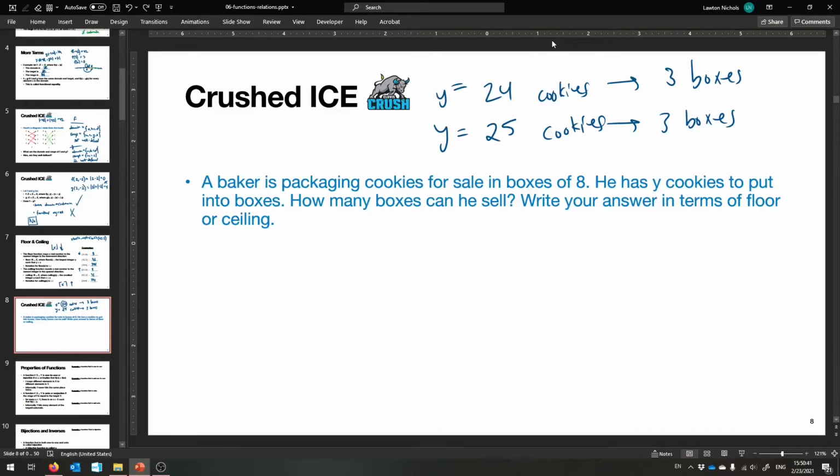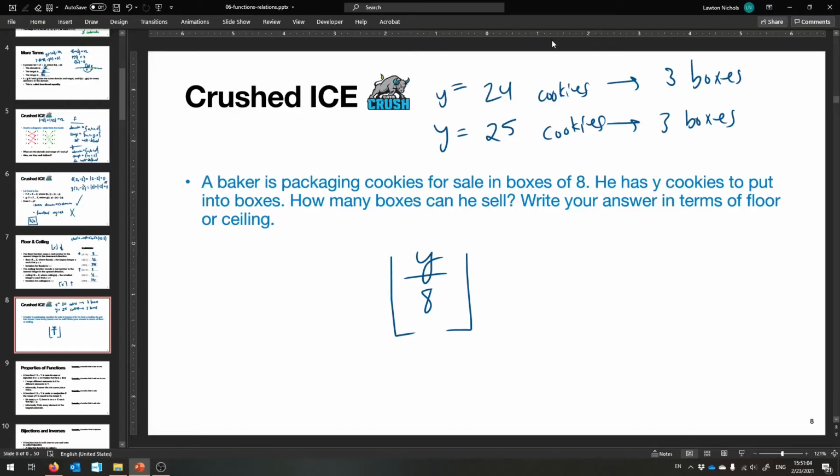Do you see that? So how many boxes can he sell, given Y cookies? Well, it's Y over 8, right? But if he had any left over, any decimal places, he doesn't have enough to make another box. Do you see that? So it's got to be floor. It's not ceiling. It's got to be floor here because we got to chop off the decimal places.